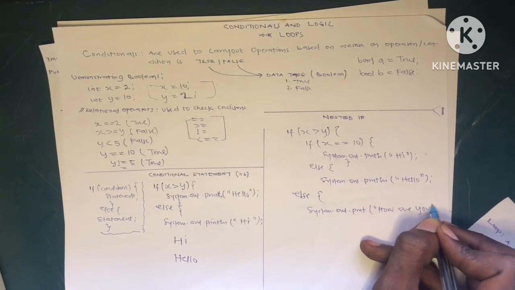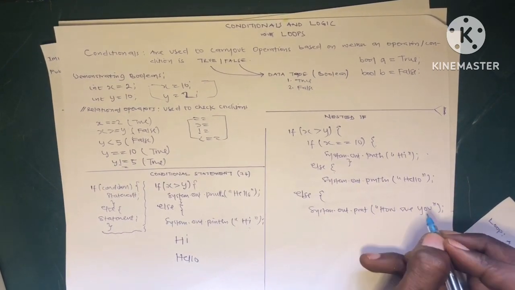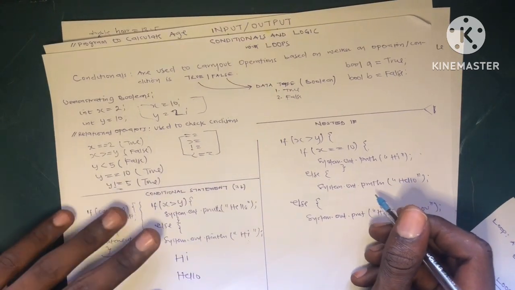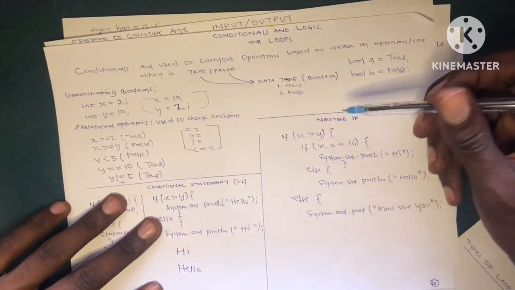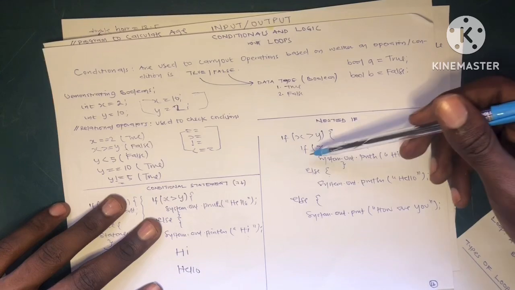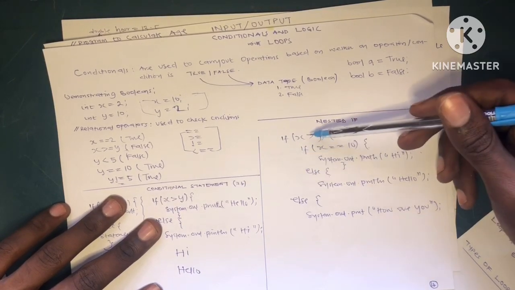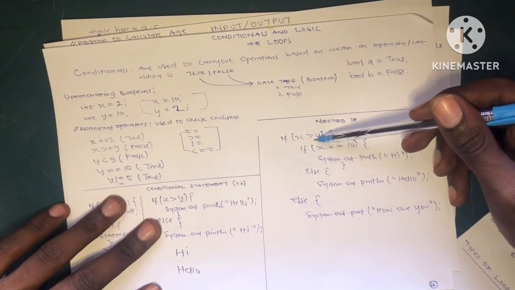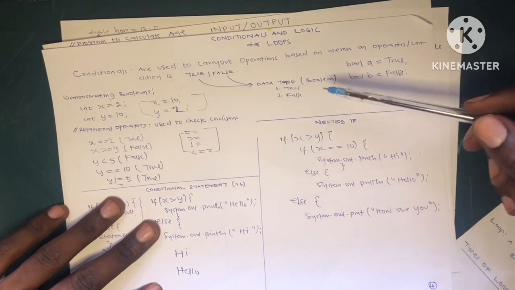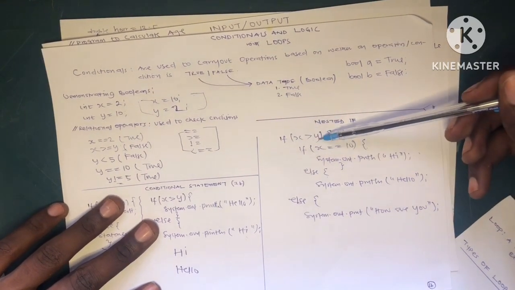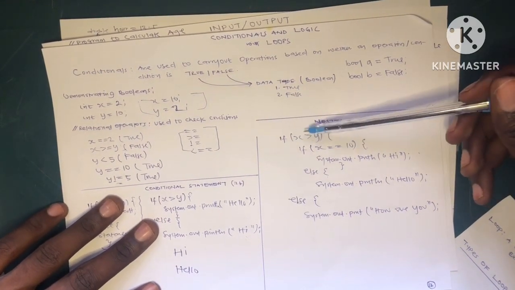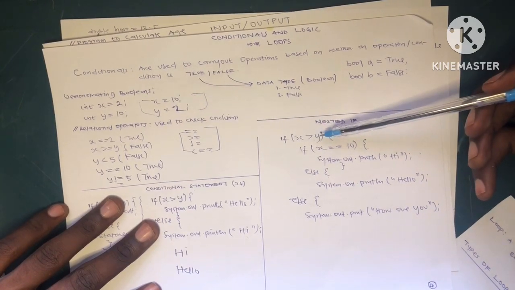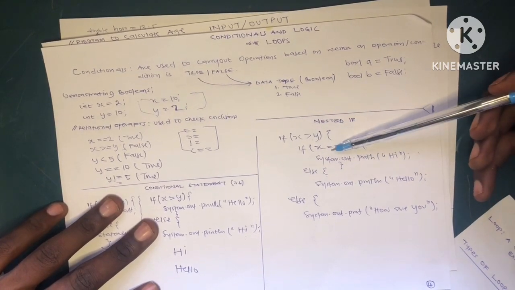Now we evaluate this program. As you notice, this program is using a nested if, an if statement inside another if statement. So don't forget that this if is under this if statement. Hope you understand. This is how it works. It says if x is greater than y, if 10 is greater than 2, and the condition is true, then execute this.